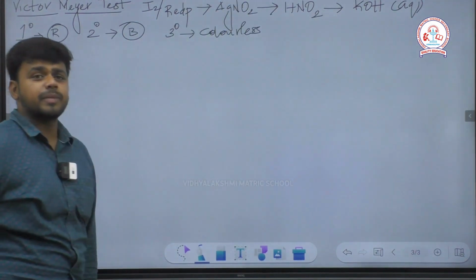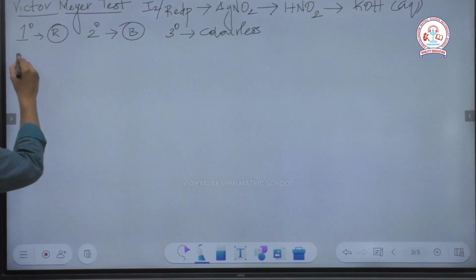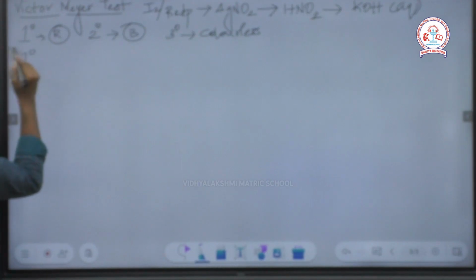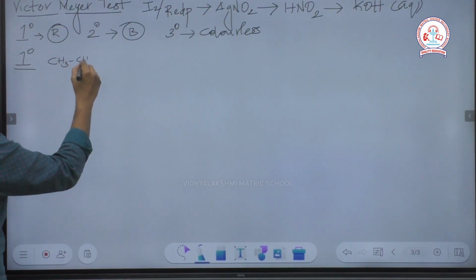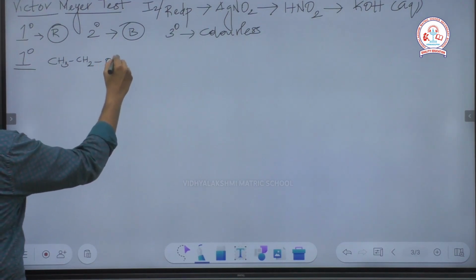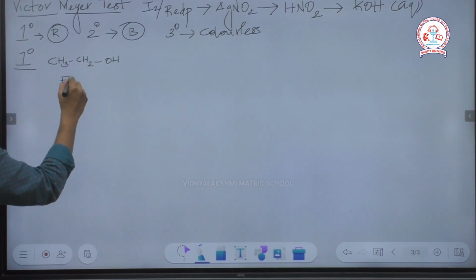So this will be the end point of the reaction. First let me take this primary alcohol. So I will take ethanol, CH3CH2OH, ethanol.